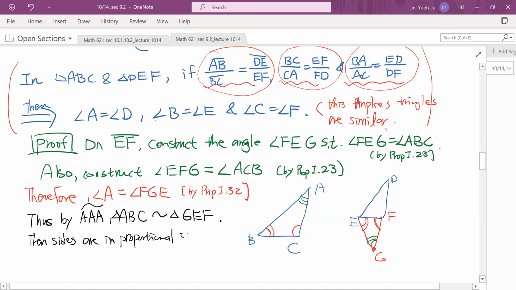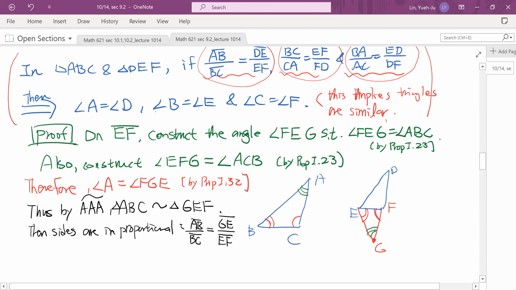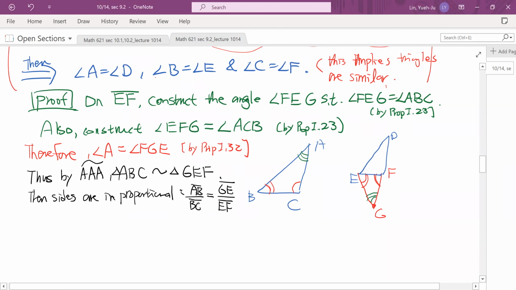So this means I have AB over BC equal to GE over EF, right? So once you have similar triangles, you have sides in proportion.